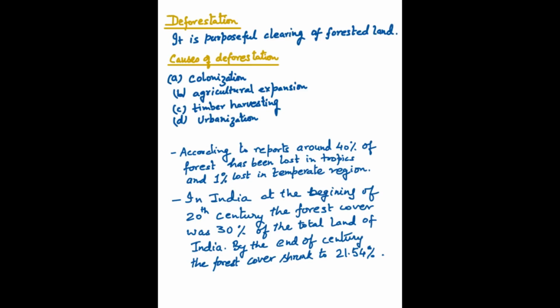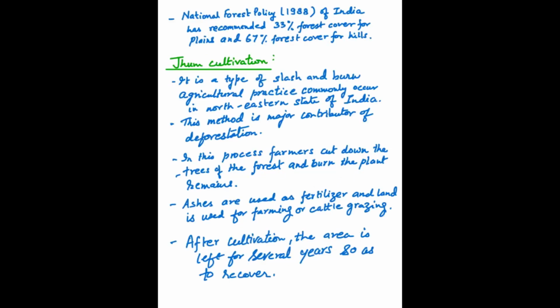In India, at the beginning of the 20th century, the forest cover was 30% of the total land, and by the end of the century the forest cover reduced to 21.54%. So see how much we lost, approximately 8.5% less forest cover. It sounds like very little, just 8.5%, but when you convert this to actual area, it is a very big loss.